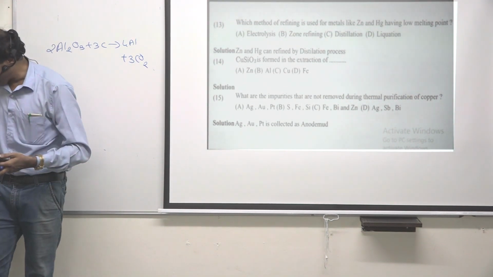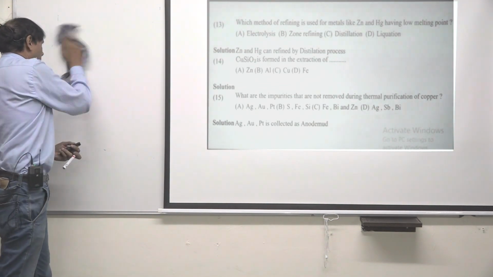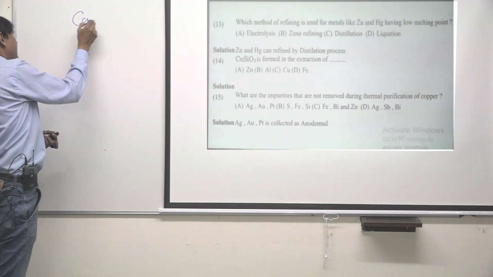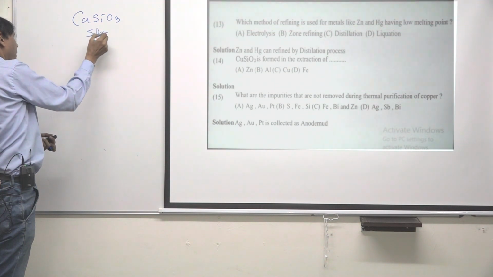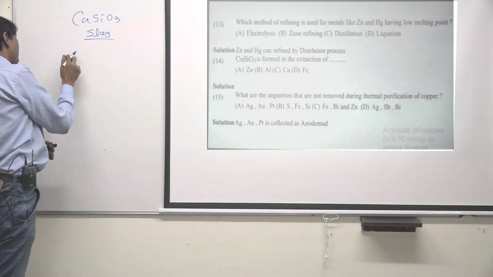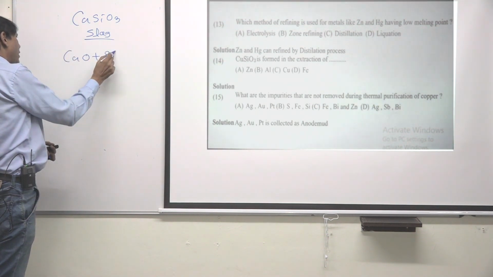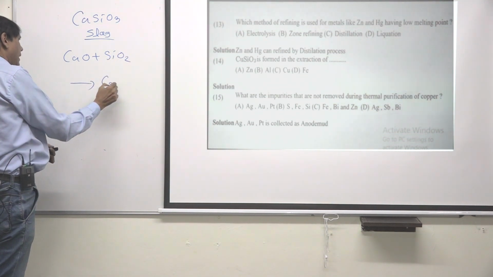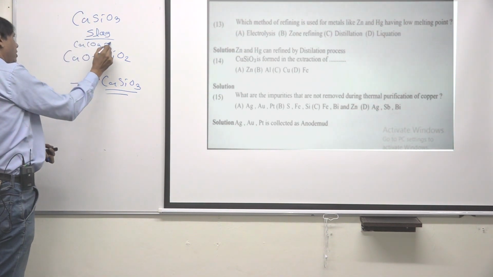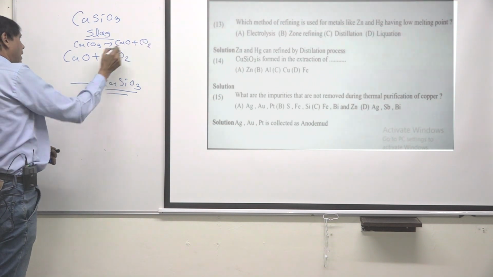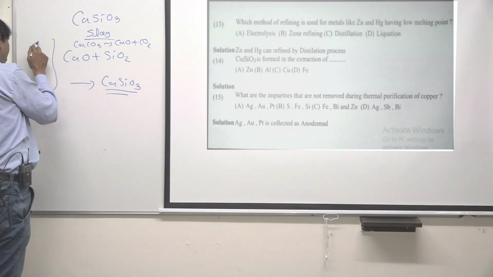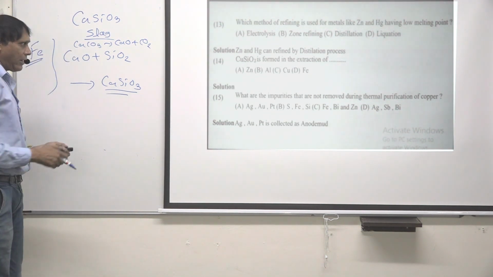The slag that is formed here is CaSiO3 slag. In the extraction of which metal is CaSiO3 slag formed? We know that in CaSiO3 slag, CaO must be the impurity and SiO2 is taken. CaSiO3 is observed, so there must be CaCO3 which on decomposition gives CaO plus CO2, and that calcium oxide. And I think you now remember that this is used in the extraction of iron, Fe. So iron is the answer.